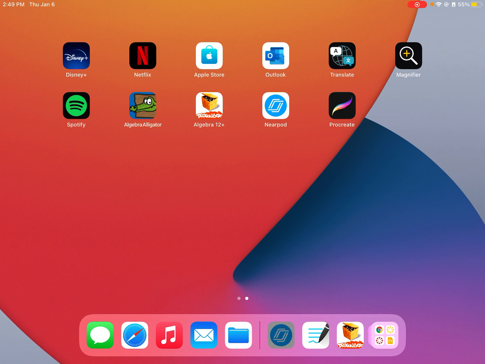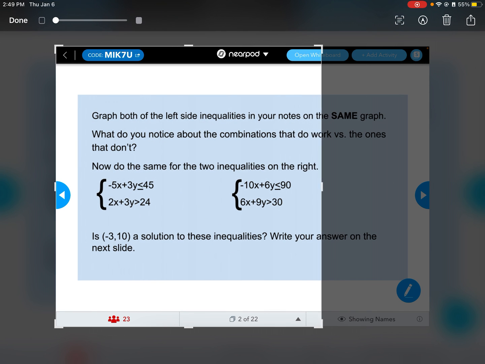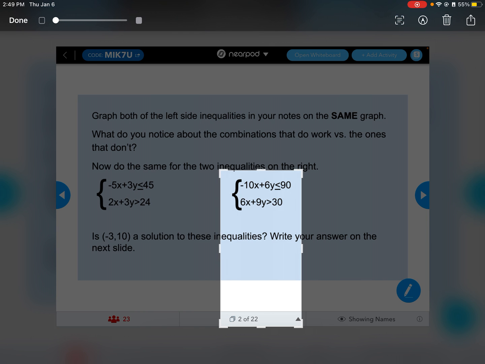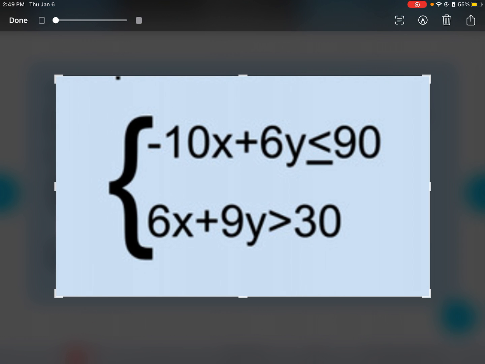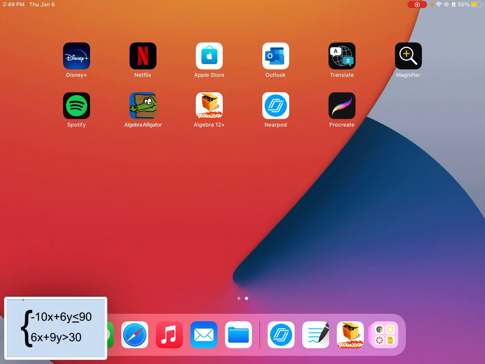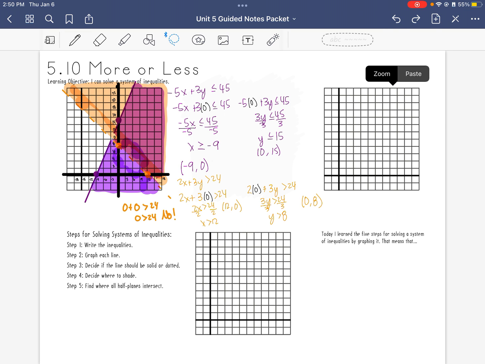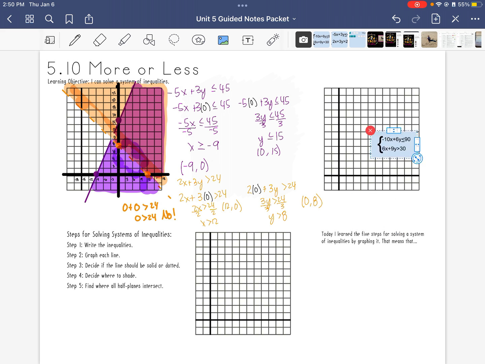So we're going to go back over to our Nearpod because we also need to do this right side one. On this right side one, it's really, really similar. It has just different numbers. So what I want you to do on this one is try to graph this one all by your little selves. Okay, because that's what you're going to have to do on your quiz. The Unit 5 Quiz 2 is all about graphing inequalities, so you need to be able to do it.